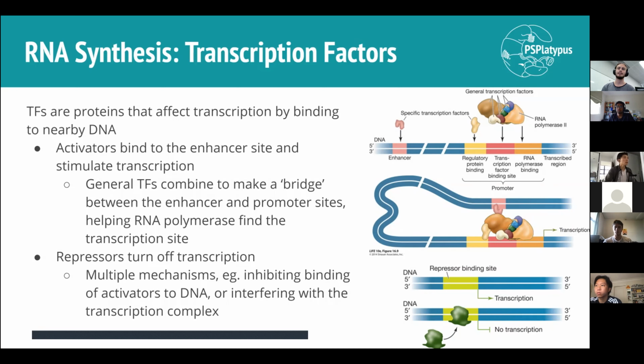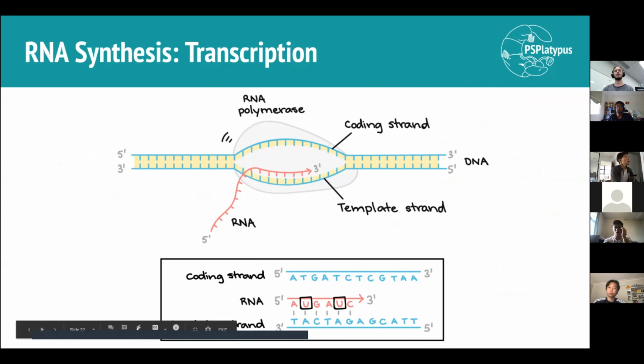It's a bit hard to understand, but you don't need to know it in detail. But yeah, it makes a bridge between the enhancer and promoter sites, and this curve, for whatever reason, helps RNA polymerase find where to start transcribing to start making mRNA. Repressors do an opposite thing. They muck around with these activators and they prevent transcription.